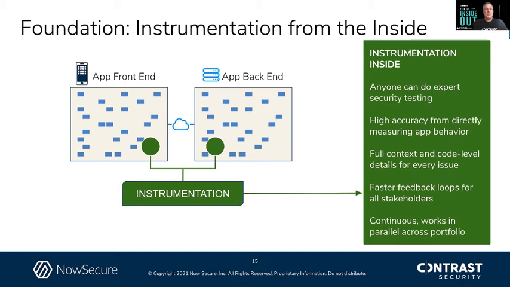And there's a huge accuracy advantage here because we're directly measuring the running application. So when instrumentation reports a vulnerability, it's because it watched it happen and it has all the details of that. Yeah, I think accuracy is the huge benefit here, but there are also benefits in terms of speed and scalability because you get this instant feedback and you can run it across hundreds or thousands of applications in parallel, as opposed to having to scan each application serially.